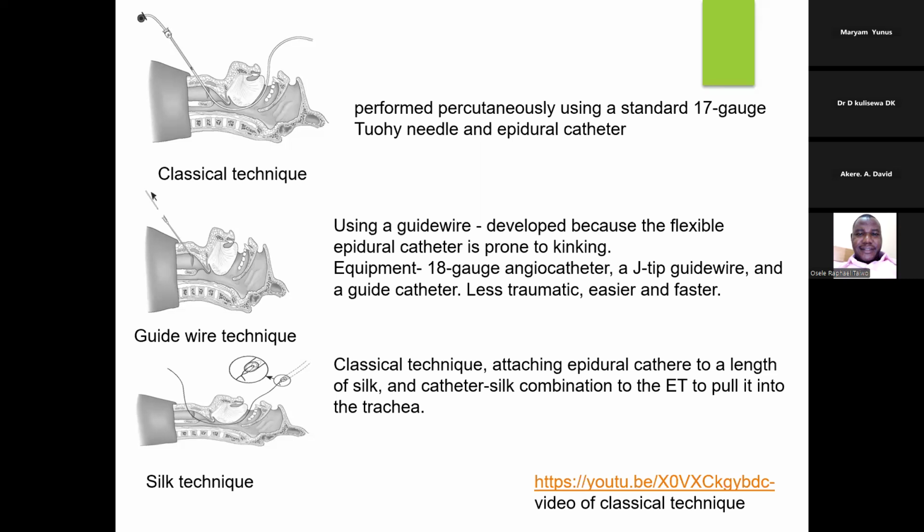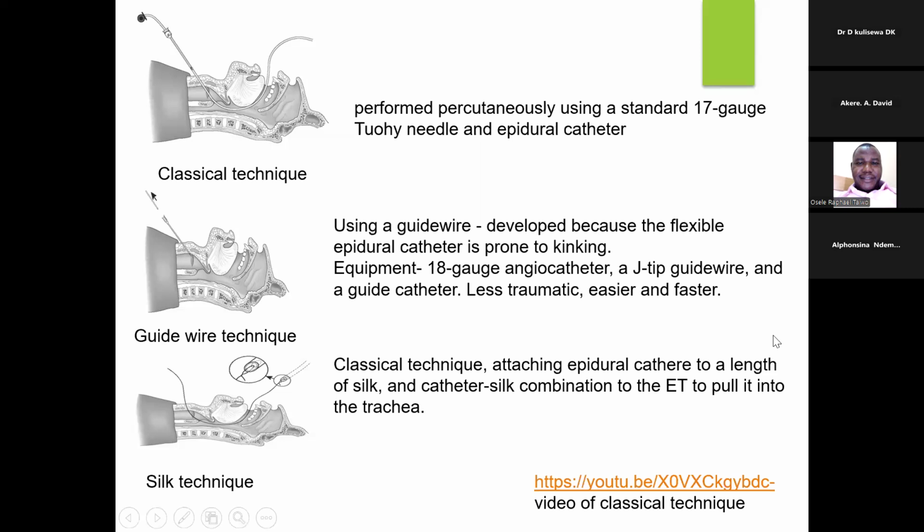you see in the diagram. For the guide wire, it's a modified classical using a guide wire, developed because the flexible epidural catheter can experience kinking. So the equipment are the 18-gauge angio catheter, a J-tip guide wire, and a guide catheter. This guide wire technique is less traumatic, is easier and faster. So for the silk technique, the classical technique is performed first, and then the epidural catheter is attached to a length of silk, and the catheter silk combination to the endotracheal tube to pull it into the trachea.